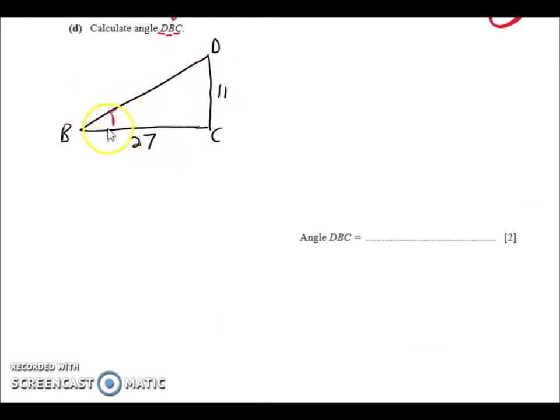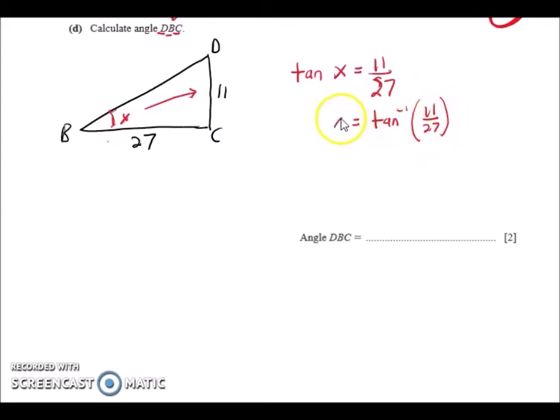So here is the angle they need. Just put the X. So we have an opposite length and we have an adjacent here. So the suitable trigonometry here is tangent. Tangent X equals the opposite over the adjacent, 27. The tangent, when you move it there, it will become inverse. So 11 over 27. Now we can get the answer. 11 over 27, so you'll be getting your answer here as 22.17. So that is your 2 marks there. So we have completed question number 5.